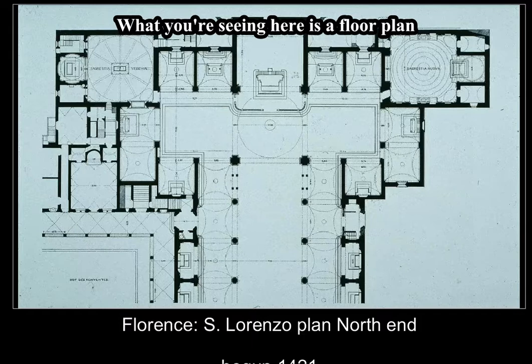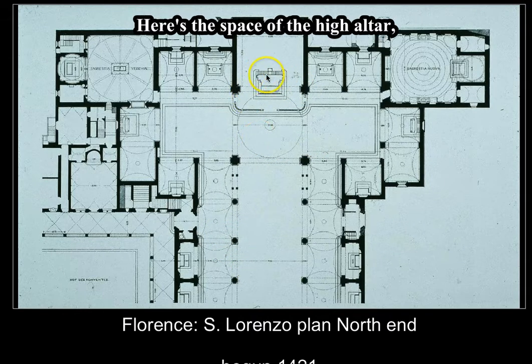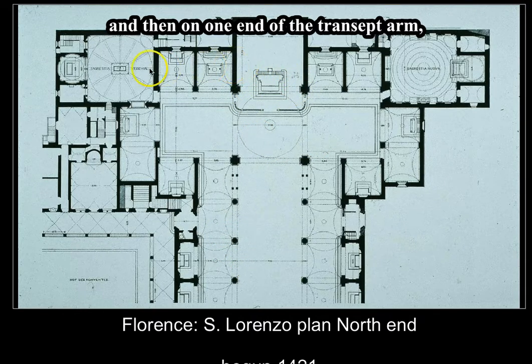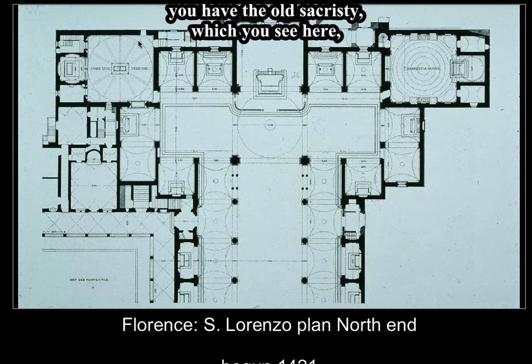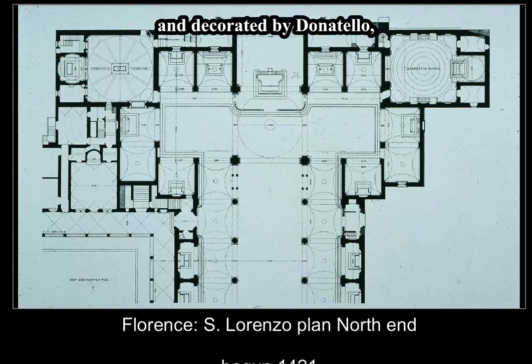What you're seeing here is a floor plan of part of the Church of San Lorenzo. It's the area around the altar. Here's the space of the high altar. And then on one end of the transept arm, you have the old sacristy, which you see here, which was completed by Brunelleschi in the 15th century and decorated by Donatello, and we'll look at it in just a moment.